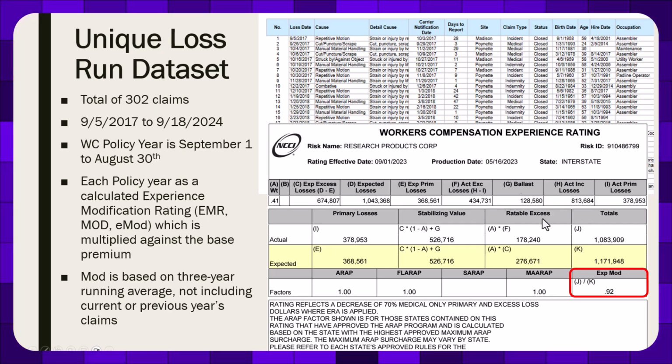So from September 1st, 2023 through August 30th, 2024, the MOD was a 0.92, which is below unity. And so there was actually an 8% savings or return because our 3-year experience was below expectation.